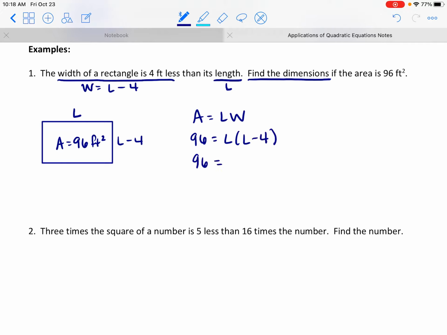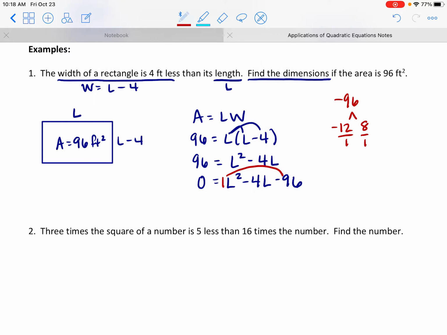So if we distribute here, L squared minus 4L, we're going to try to factor this, so I'm going to subtract the 96 over. So L squared minus 4L minus 96. Is it factorable? Are there factors of negative 96 that make negative 4? Indeed, there are. You can use a negative 12 and a positive 8.